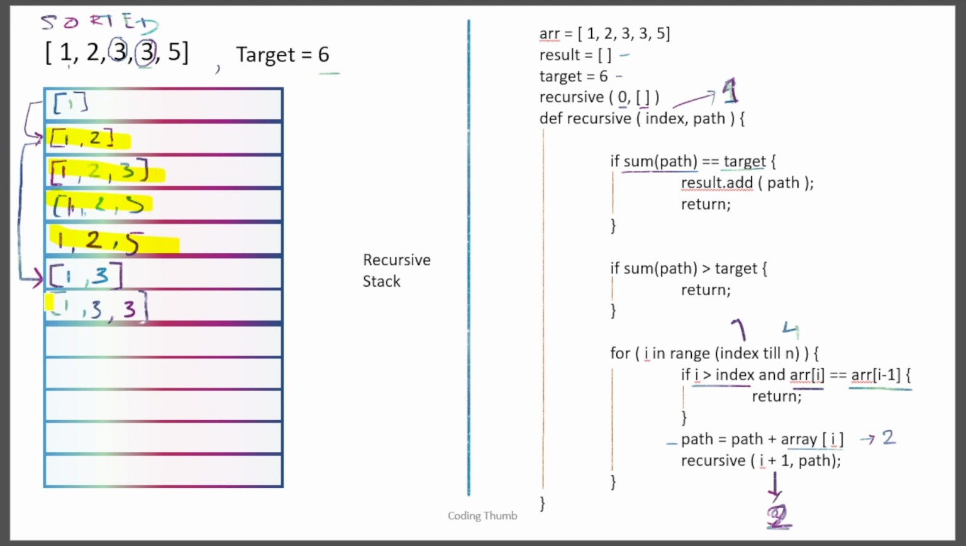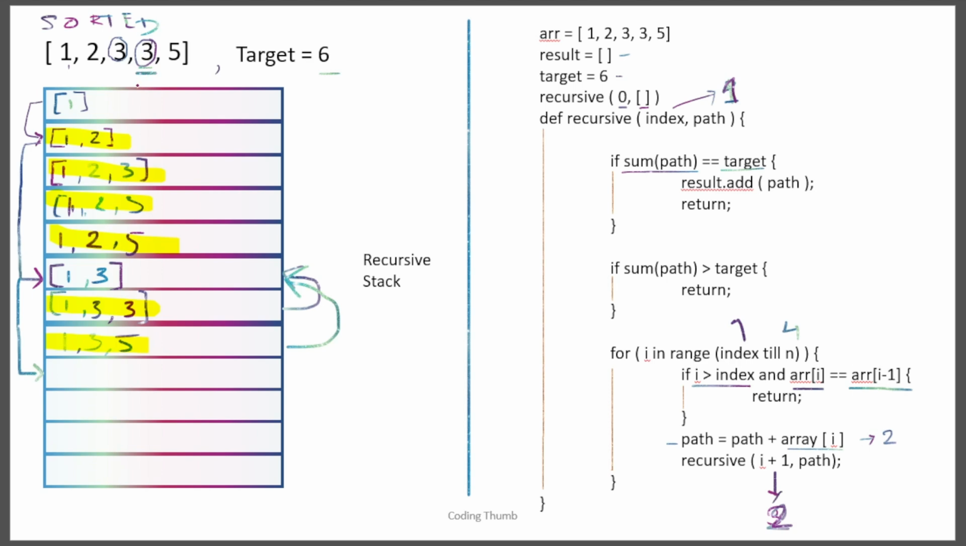Now 1, 3, 3 is greater, so we're done with this, and our call goes back into the one that called it, 1, 3. Now 1, 3, next one is 5, but even this 5, the sum is becoming greater than the target. 5 plus 3 is 8, plus 1 is 9. So we go back to the caller, which is this, and we have 1 and 3. So we are done with 1, 3. So we then go to our next one.